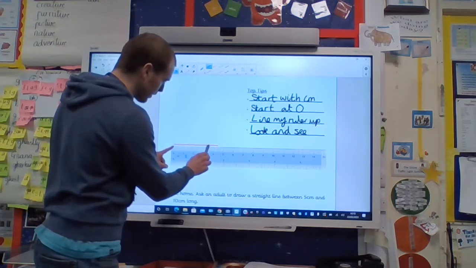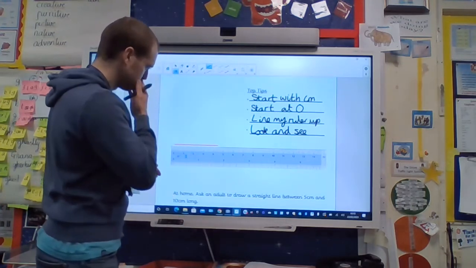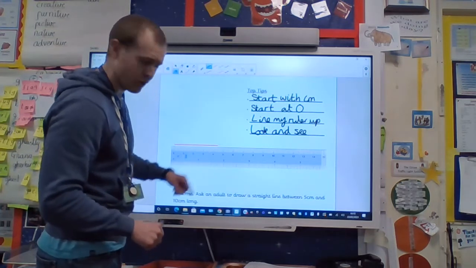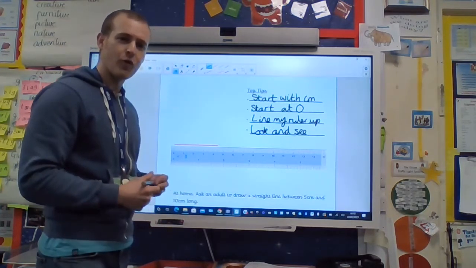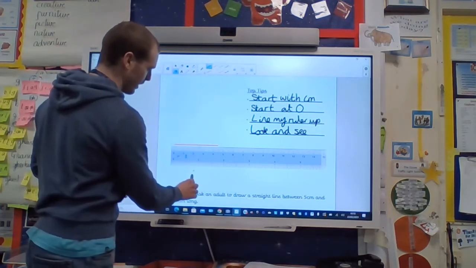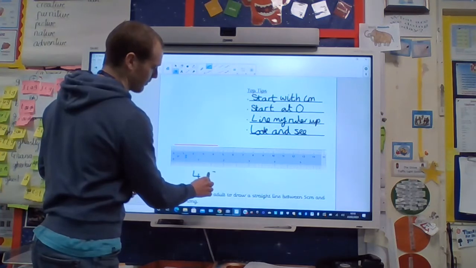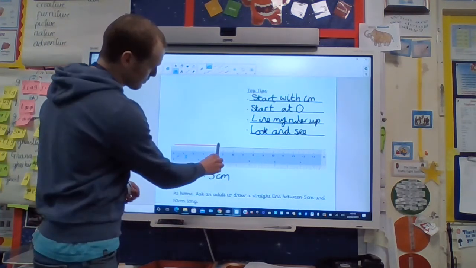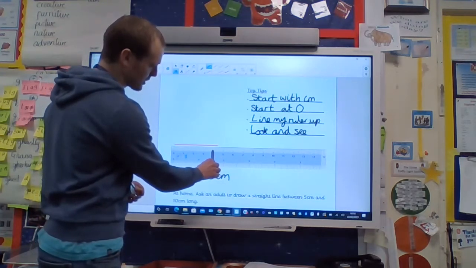1, 2, 3, 4. I've definitely got 4 centimetres, and I've actually gone to half. So I've got 4 1/2 centimetres. I could write that like this, 4.5 centimetres, like that, because my line is halfway between 4 centimetres and 5.